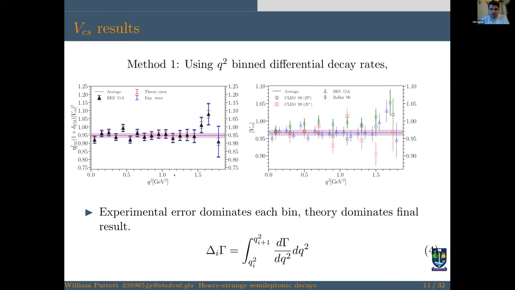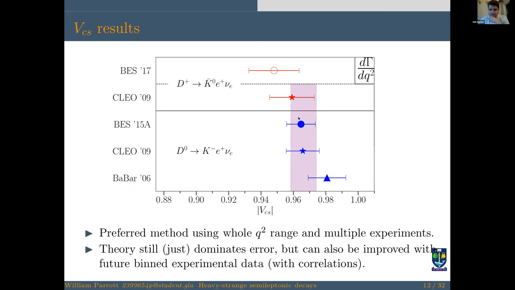The first of these is to use the binned differential decay rate data from different experiments. On each bin, we can integrate our differential decay rate, divide through, and we can obtain a value for V_cs in each bin, which is what's shown here. You can see in each bin that the theoretical uncertainty is now much smaller than the experimental one. However, ultimately, the theory is still slightly larger than experiment because we average over these bins and we can then average over these four experimental sets of data here to obtain a final result, which is what I show you here. These are those four experiments, and here's the average. We also looked at this other best experiment here, but we didn't have data to correlate it, so we didn't include it in our average.